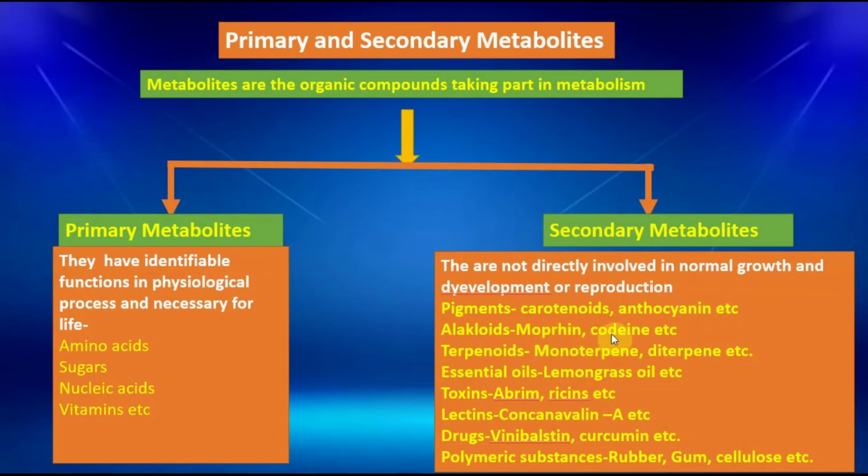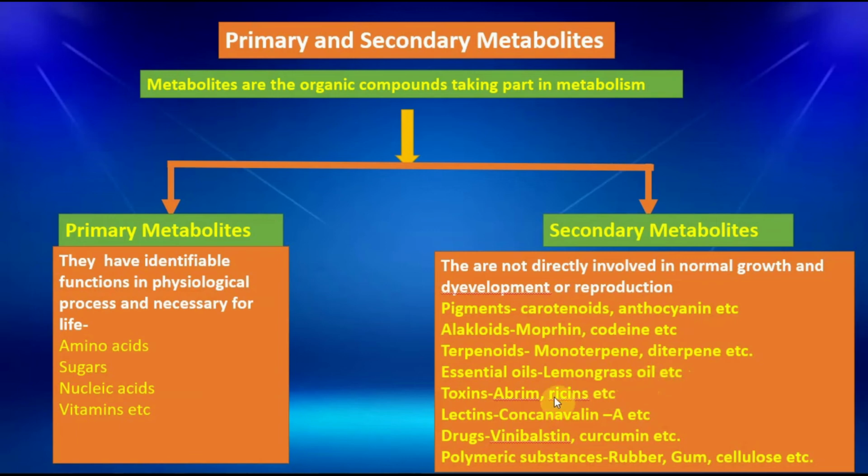Alkaloids, morphine and codeine. We extract and use morphine and codeine, but they are not directly involved in the normal functioning of the plant's life. Like that, terpenoids, like monoterpenoids, diterpenoids, etc. are also not essentially necessary for maintaining the life of the plant. Some plants have oils, for example lemongrass oil, coconut oil, or sunflower oil. These oils are not essentially necessary for the growth and development of the plant, so they are known as secondary metabolites.